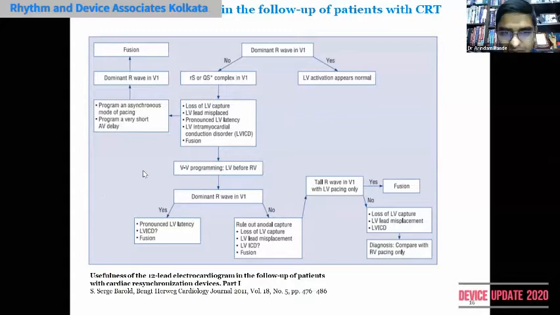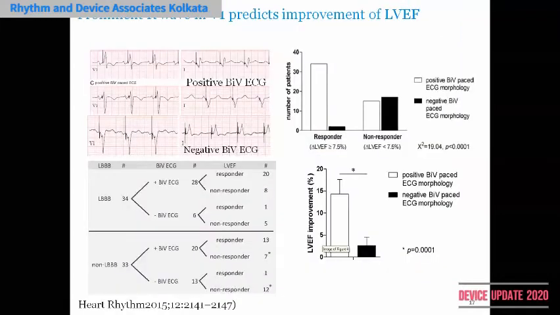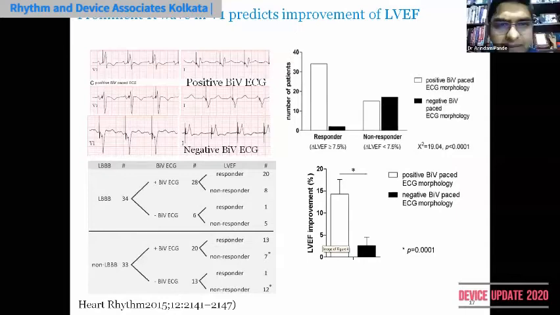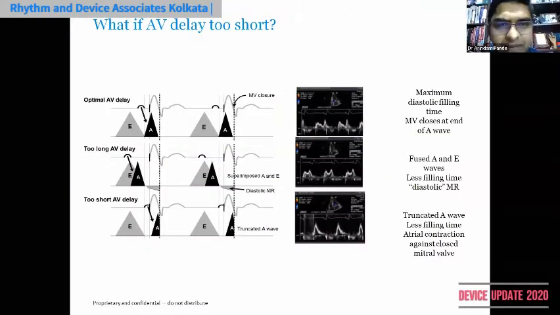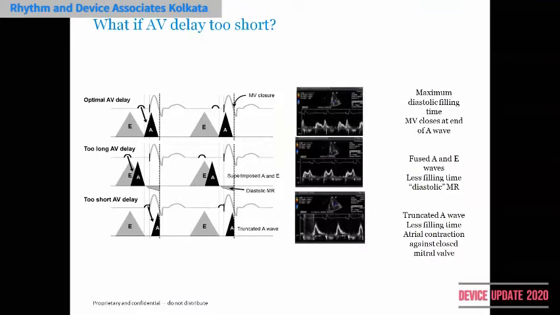Now, this slide has already been shown by Dr. Jadhav. It is very important. The most important part of CRT optimization is determining the AV delay. If we have a very long AV delay, what is the problem? There might be diastolic mitral regurgitation. At the same time, if you have a very short AV delay, the atrial filling gets truncated. So it is very, very important to find the optimal AV delay.